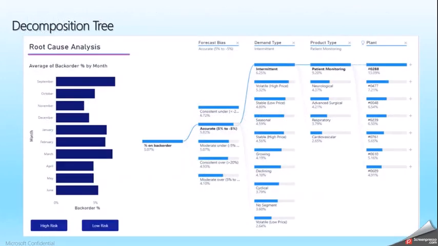Hamad will show us the decomposition tree. This is an example of a decomposition tree, in which we use all the dimensions: forecast bias, demand type, product type, and plant. At each level we can see the percentage and even the name of the demand type, product type, and plants. So we will see a practical example of how it will help us.